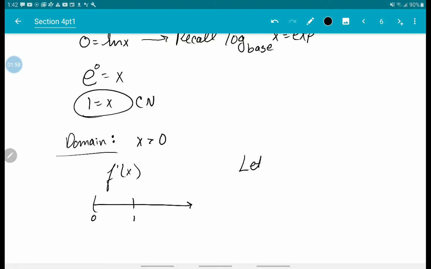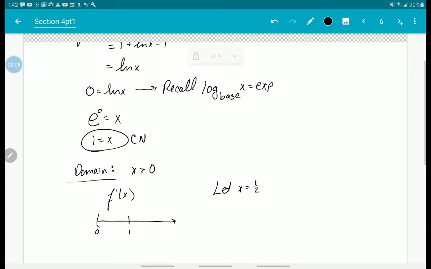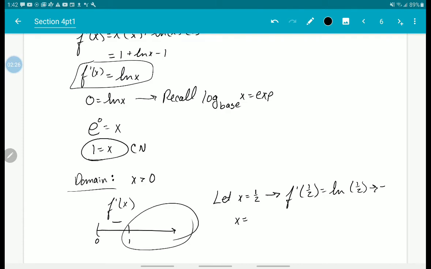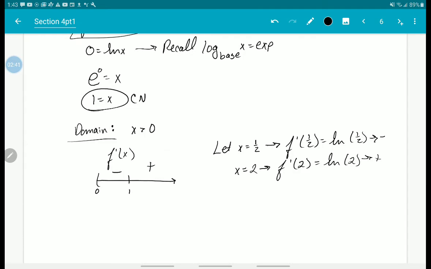So let's plug in something between 0 and 1, like 1/2. And I'm going to substitute that into that first derivative. So f prime of 1/2 is going to be the ln of 1/2, and that's going to be a negative value. So we're going to be decreasing on that piece. Now if we substitute something in bigger than 1, like 2, we're going to take the ln of 2, and that's going to end up being a positive number. And all we care about is the sign, if it's positive or negative, because that tells us the slope is increasing or decreasing.